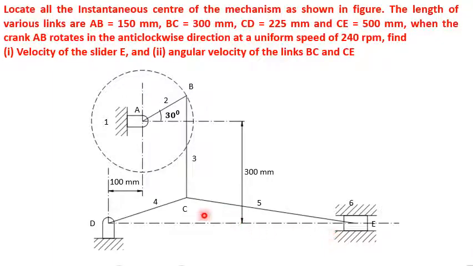Okay, so it looks like a toggle mechanism. One side it is fixed, whereas this is the crank and this is the connecting rod. These are the levers. One end of the lever is connected to the slider, which slides along the horizontal direction. Now, the first step is always to draw the configuration diagram, which is nothing but the mechanism diagram.